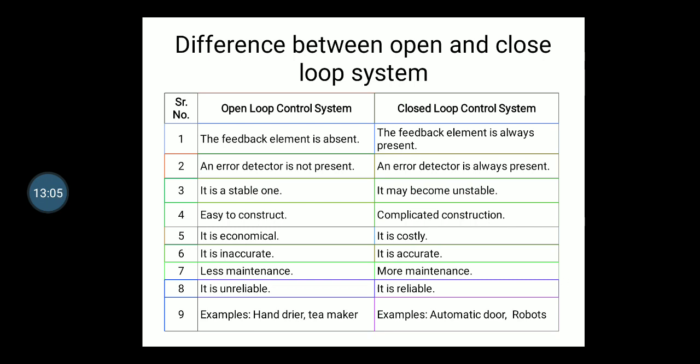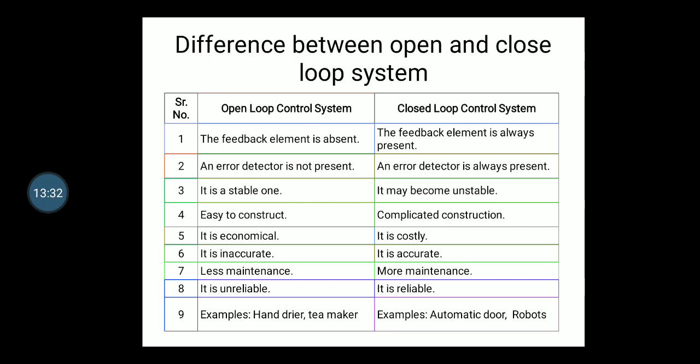Examples: hand dryer, tea maker, right? All these things are open loop systems. We heat a tea maker for 10 or 15 or 20, 30, 40, whatever the time, right? You don't have to see whether the tea is ready or not. It's just heated for 1 minute or 2 minutes, right? You don't have to check the condition of that tea, right? So that is an open loop system.